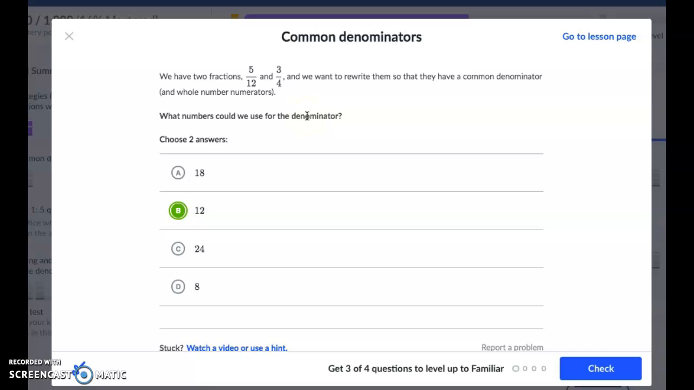And then 24. Would 24 work? Yes, it would, because 12, and then the next multiple of 12 would be 24. So here, when I'm counting by 4s, I definitely hit 12 and I definitely hit 24. When I'm counting by 12s, I hit 12 and I hit 24. So we know that either of those would work as my common denominator.